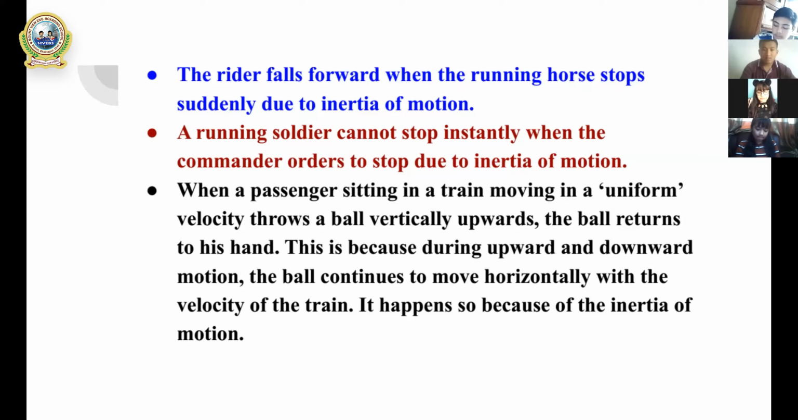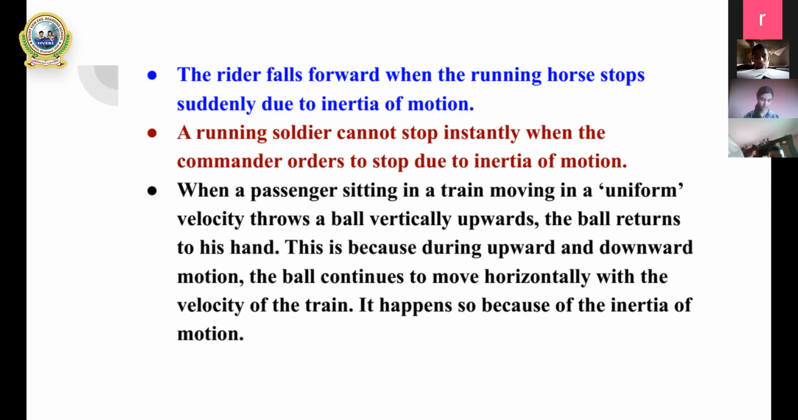Before we throw the ball or do some activity like that, we are all in motion. And once we throw, the ball is continuously in motion. Even when it goes up, it travels in the horizontal direction and comes back to your own hand because of inertia of motion. So class 9, I hope you first understood what inertia of motion is, by looking at some examples of inertia of motion.